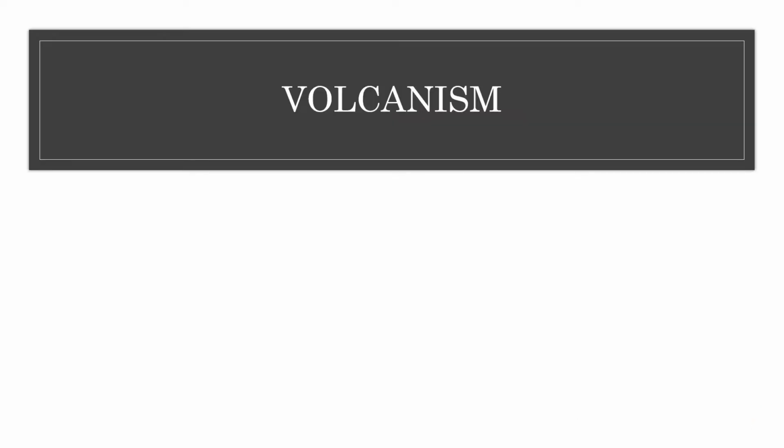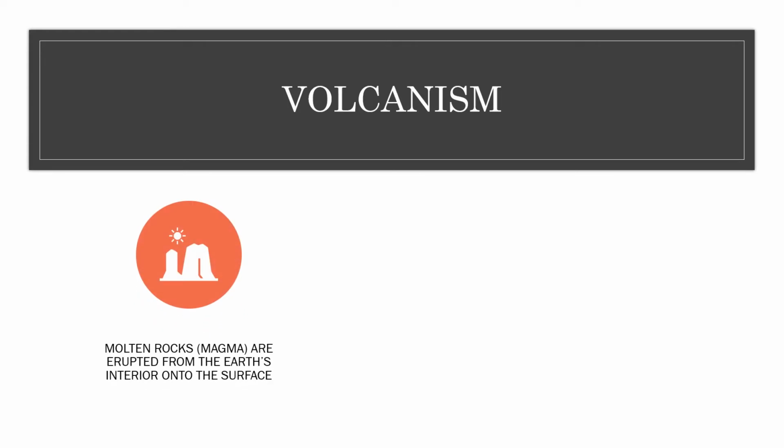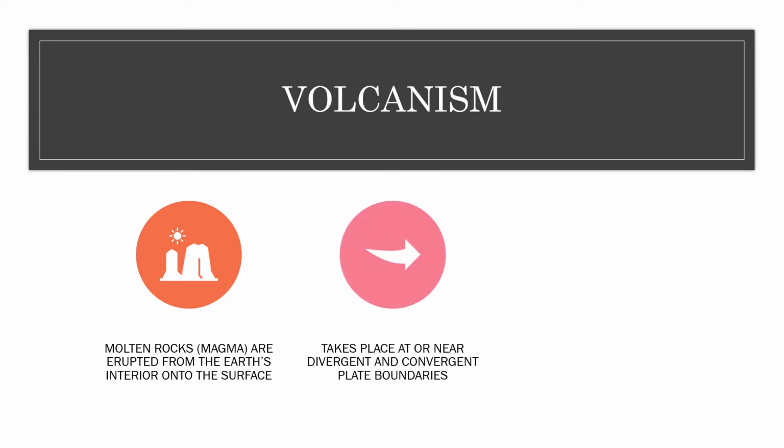Okay, so first we have volcanism. Now, volcanism is one of the endogenic processes. It is a phenomenon in which molten rocks or magma are erupted from the Earth's interior onto the surface. Volcanism takes place at or near divergent and convergent plate boundaries.